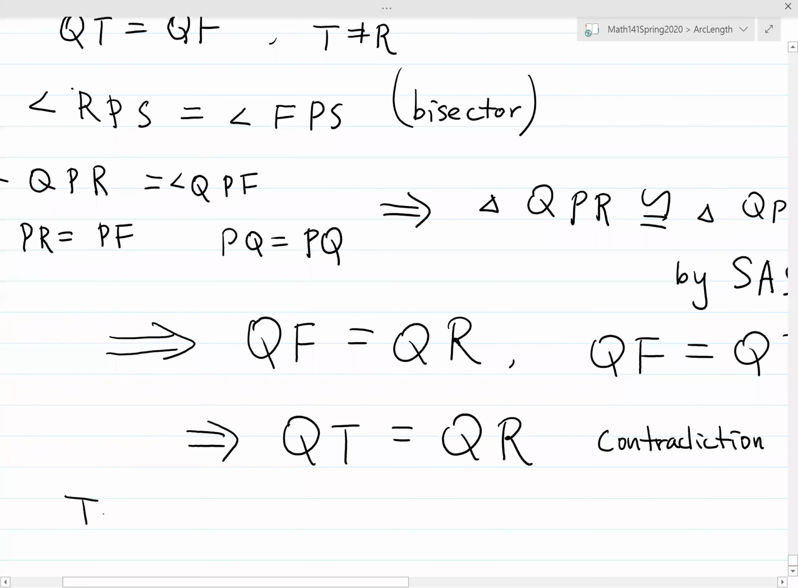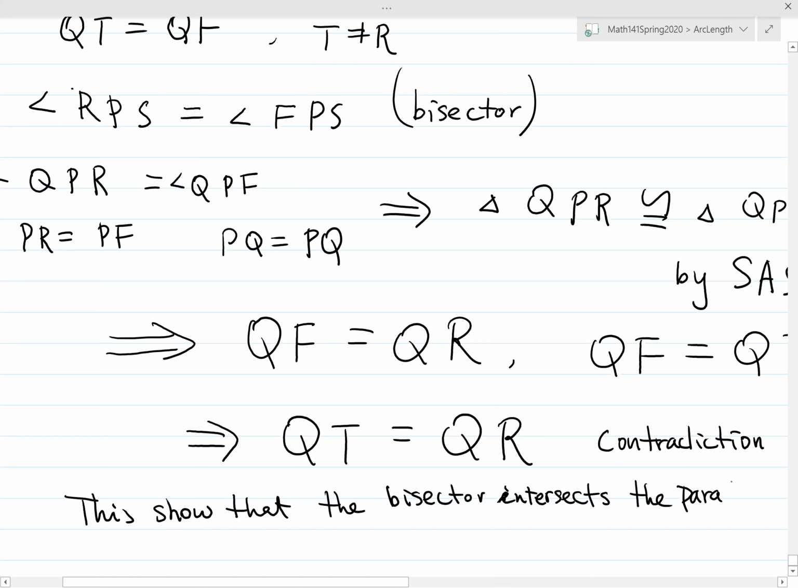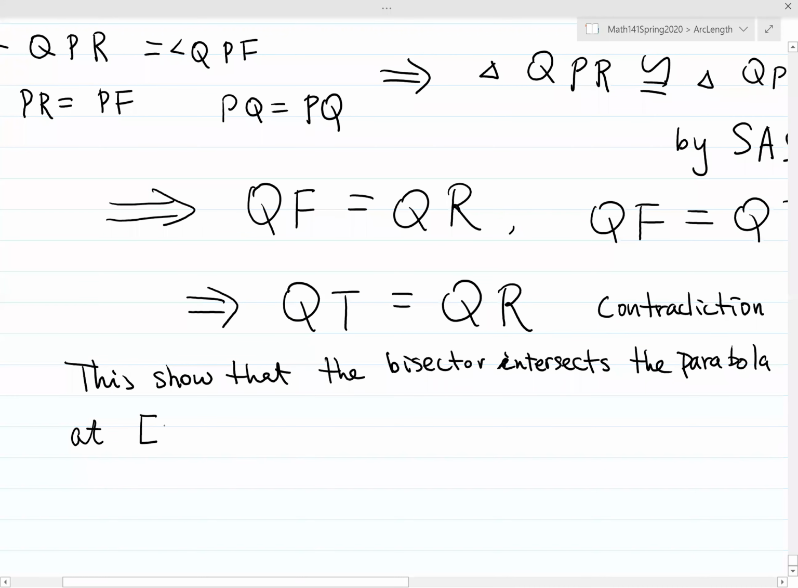This shows that another point is not possible. The bisector intersects the parabola at exactly one point, exactly one point. I.e., this is possible only when it is a tangent line.